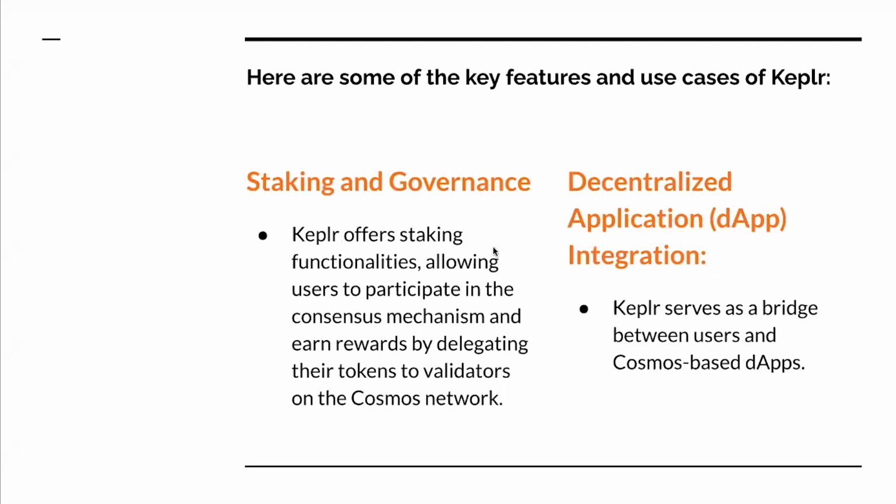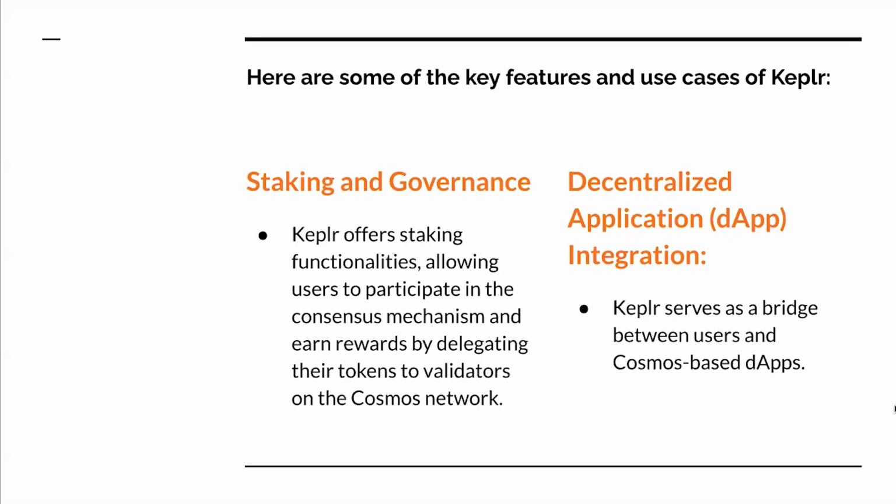The third one is staking and governance. Keplr provides staking functionalities, enabling users to actively participate in the consensus mechanism of the Cosmos network. By delegating their tokens to validators, users can earn rewards. Moreover, Keplr facilitates governance participation, empowering users to vote on proposals and actively contribute to shaping the future of the Cosmos ecosystem.